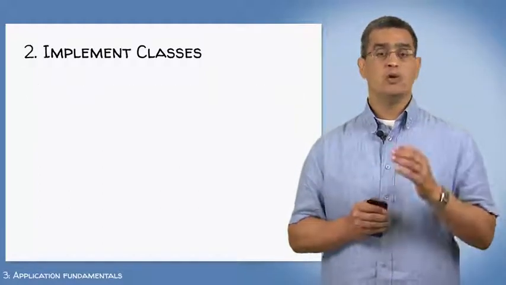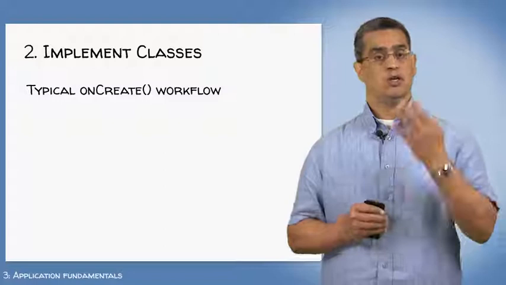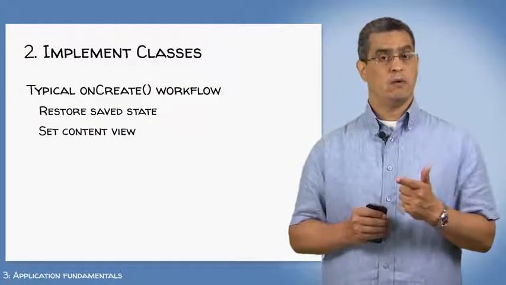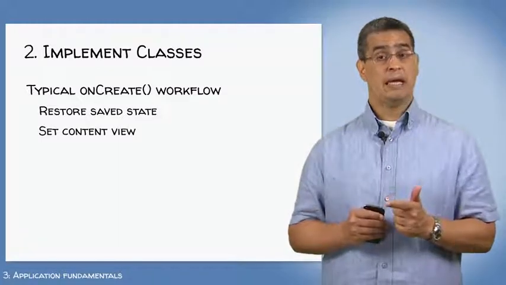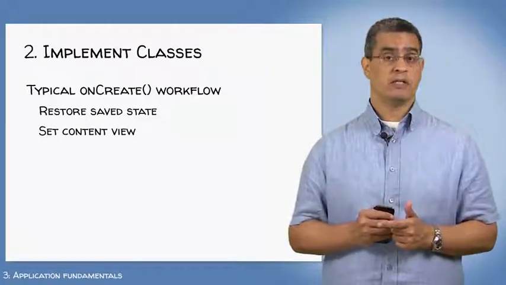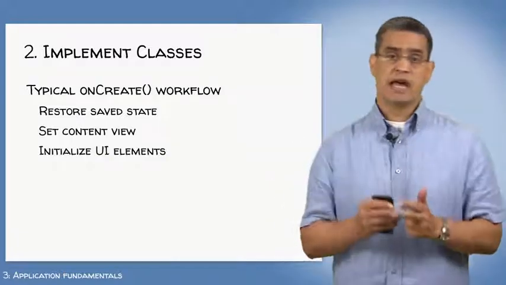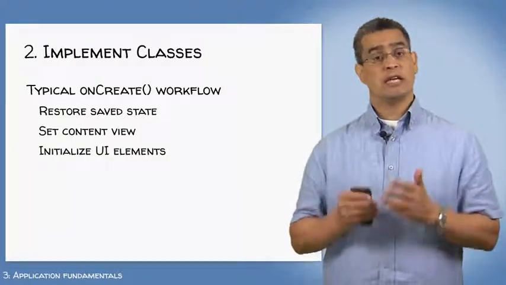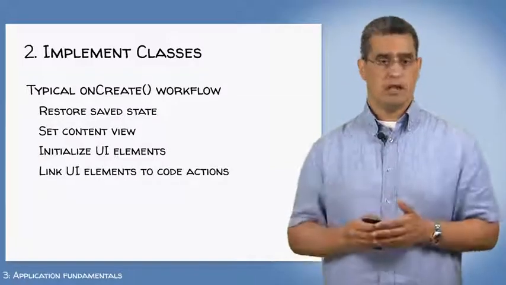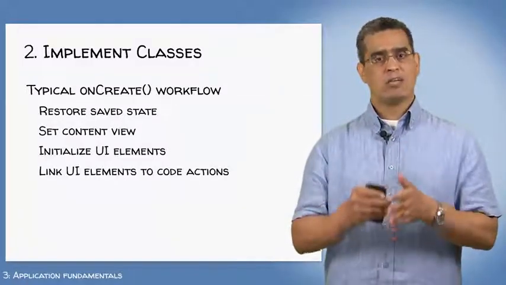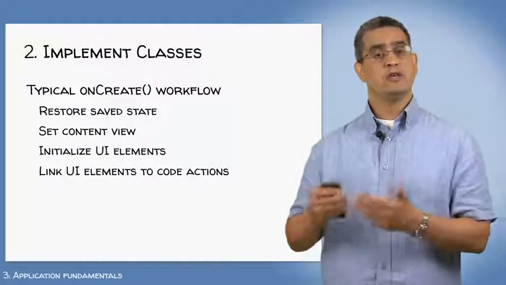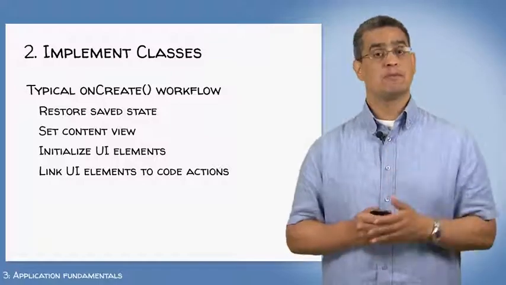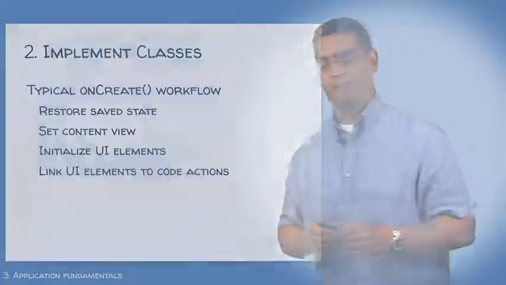In onCreate, you usually do the following four things. You restore saved application state, you set the content view, which tells Android what to display as the activity's user interface. You initialize specific elements of your activity's user interface, and last, you attach code to those user interface elements so that specific actions will be performed when the users interact with these user interface elements. Let's see how these steps are implemented in Maplocation.